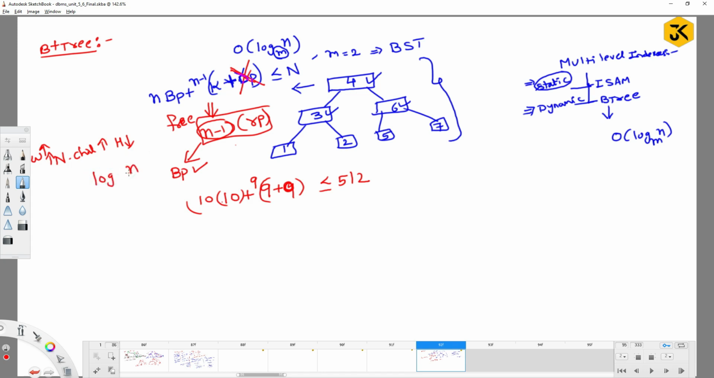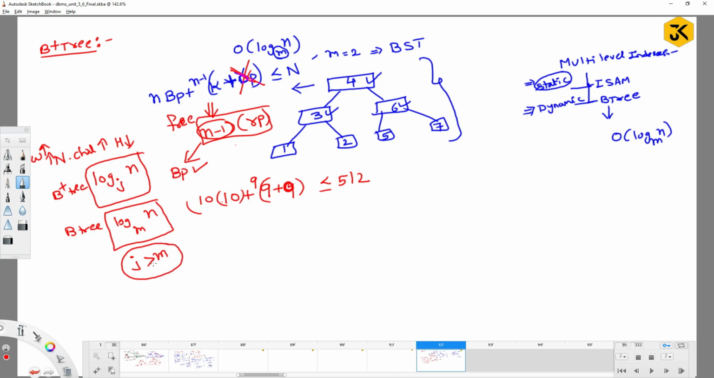Time complexity is going to be decreased, right? For example, if I say that log n to the base j is the time complexity for the b+tree, and log n to the base m is the time complexity for the b-tree, then what might be the relation between m and j? J greater than m. Very good.